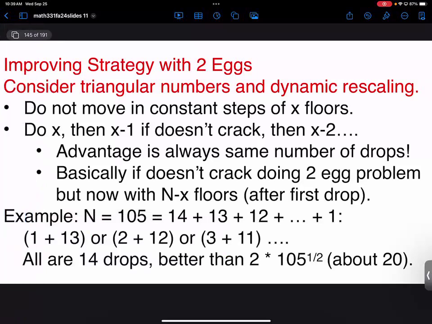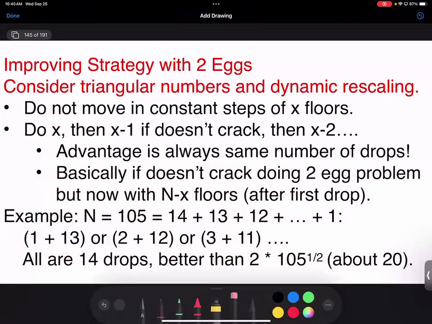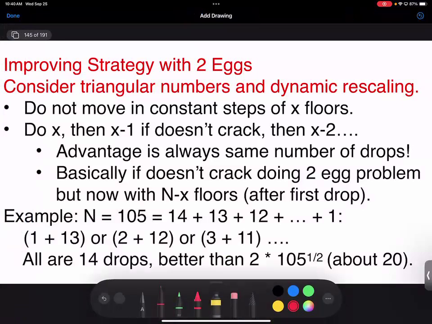But again, 105 is not a random number. It's a triangle number. I think 14 plus 13 plus 12 all the way down to plus 1. I dropped the first one at 14. And if it cracks, it's going to take me 13 more drops to figure out what goes on. That's where the 1 plus 13 comes from. I drop it, and if it cracks, it then takes me 13 drops to do the next.